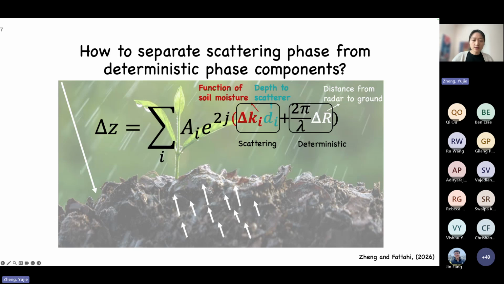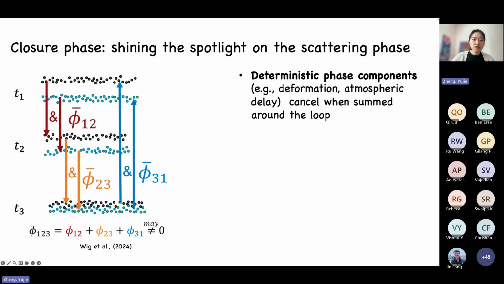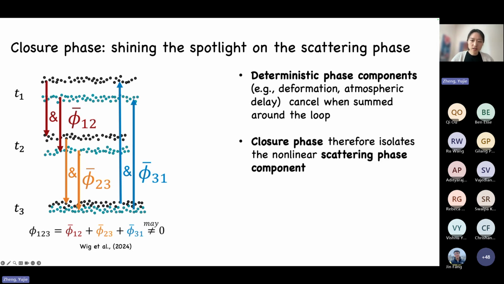So the problem for soil moisture retrieval is how do we separate the scattering phase from the deterministic phase components? This is where closure phase comes in. I think some of you are familiar with closure phase. It is constructed from three or more interferograms forming a closed loop in time. The phase components that are deterministic and additive in time, such as deformation and atmospheric noise, will cancel when summed around the loop. What remains is the non-closure component, which reflects the nonlinear scattering phase component.